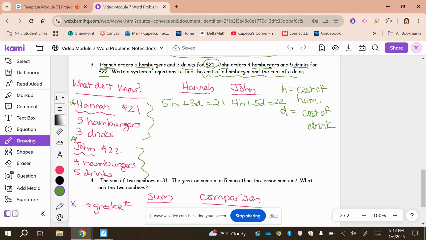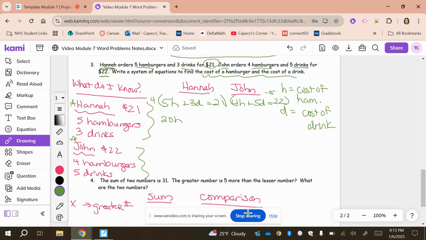Now again, in looking at this, I could use a decimal if I wanted to solve by substitution, but instead I'm going to use elimination. So I'm going to try to get rid of my h's, or eliminate. I'm going to multiply Hannah's equation by 4, and I'm going to multiply John's by -5. That way, in Hannah's I'm going to get positive 20h, and in John's equation I'm going to end up with negative 20h, which is what I want.